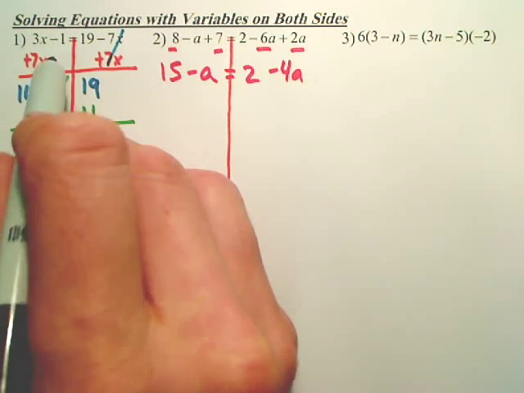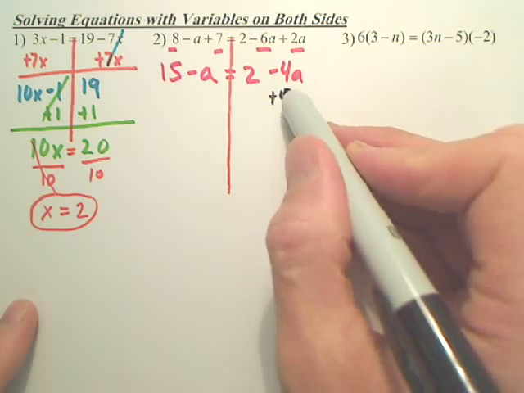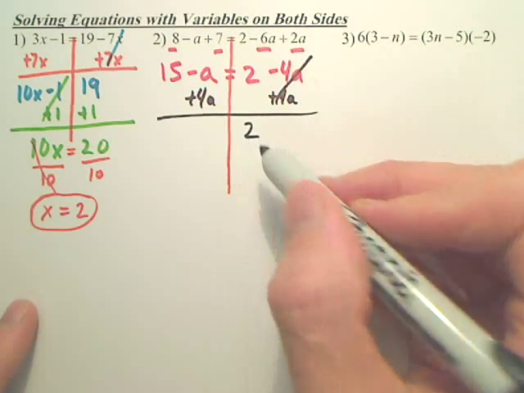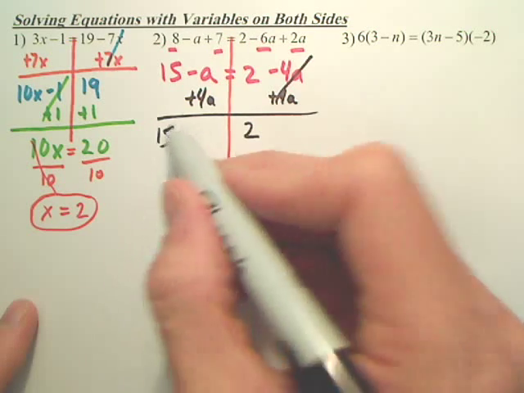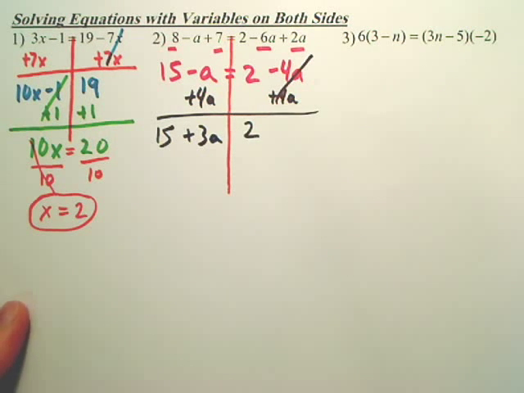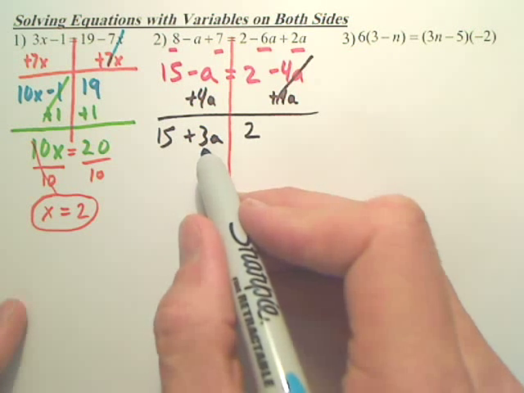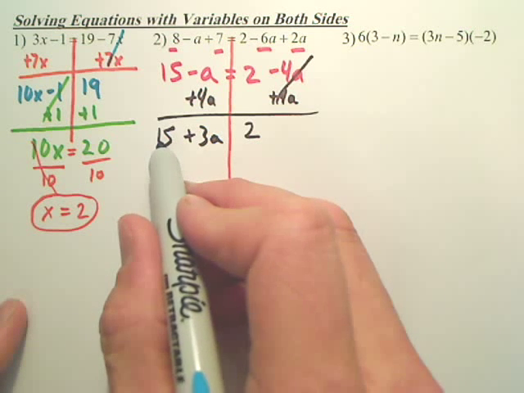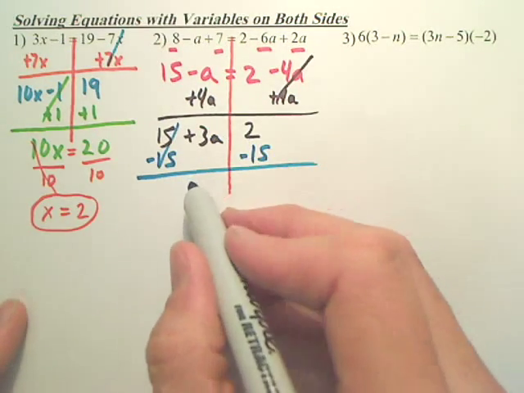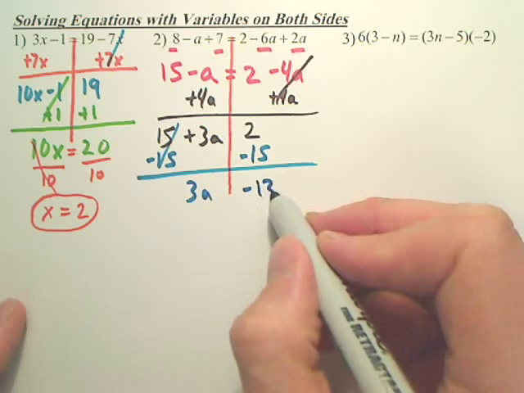Now we look a lot like this problem. I want to move the a's over to this side. So that's a minus 4a, so I add 4a to both sides. That's gone, leaving me 2. Bring down the 15, and negative a plus 4a gives you a positive 3a. So, next step. I want to get 3a by itself. So the 15's out here farthest away, so the opposite of a positive 15 is a minus 15. That's gone, leaving you 3a, and then 2 and negative 15 combine to give you negative 13.